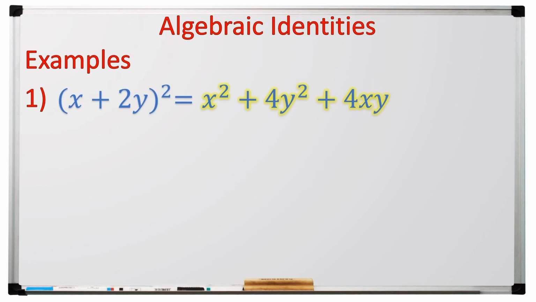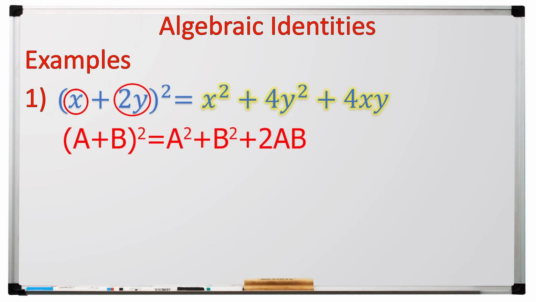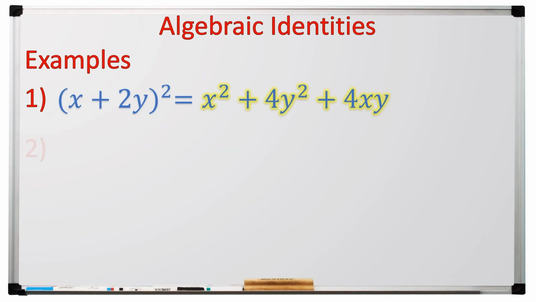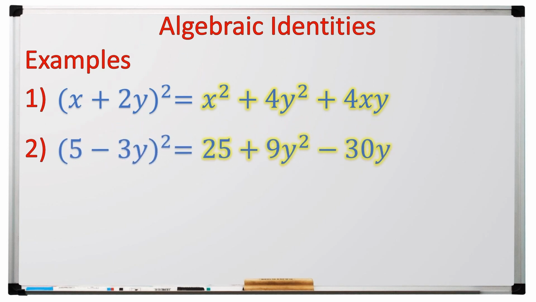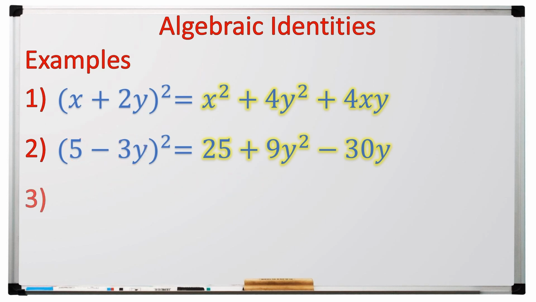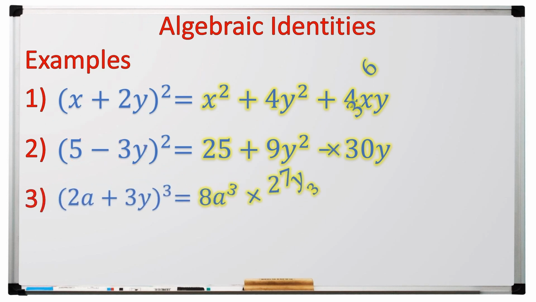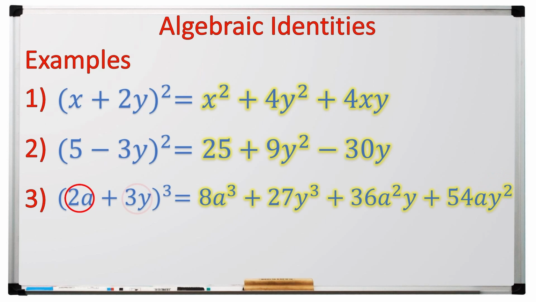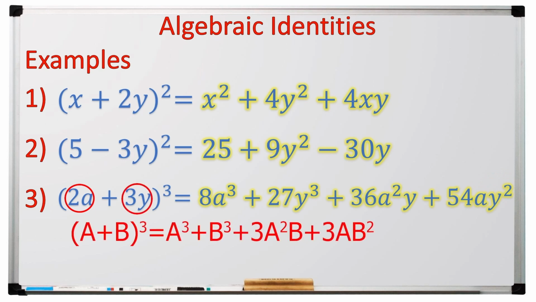In this example, a is represented by x and b is represented by 2y. So we can substitute a and b into the first identity. In the second example, a is represented by 5 and b is represented by 3y. So we can substitute a and b into the second identity. In the next example, a is represented by 2a and b is 3y. Let's substitute them in the appropriate identity.